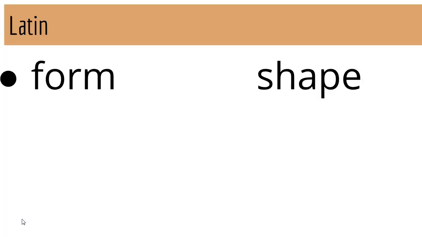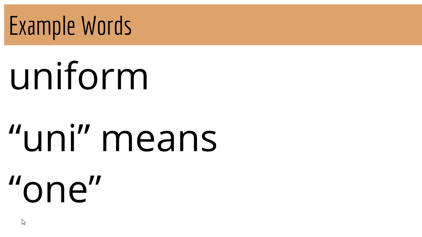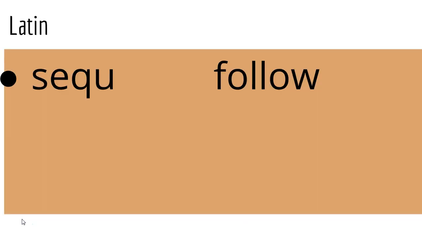The next stem that we're going to talk about is form. Form means shape. This is where we get words like formation, formula, or the one we're going to talk about, uniform. Uni means one. So the word uniform implies that there's one look. Everyone who wears the uniform has the same one look. That makes it easy to tell them apart from everybody else.